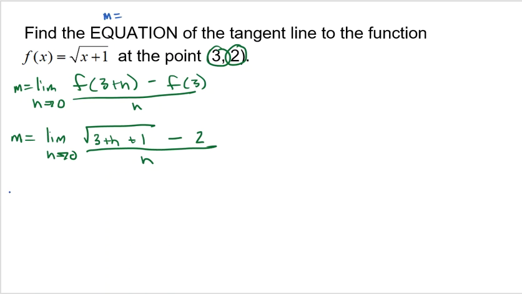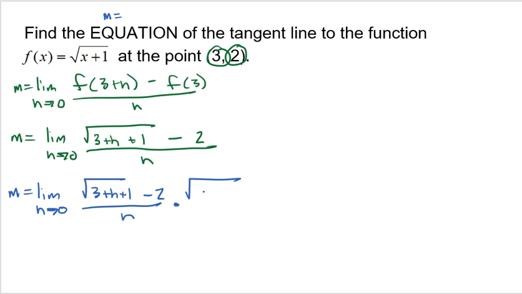Now, what do I do here? Well, remember, we're going to multiply by the conjugate. You may remember, because again, that's why we learned those strategies. So I'm going to take the square root of 3 plus h plus 1 minus 2, all divided by h. I'm going to multiply by the conjugate, which is the square root of 3 plus h plus 1 plus 2, all divided by, again, you got to multiply by the same thing in the denominator, the square root of 3 plus h plus 1 plus 2.